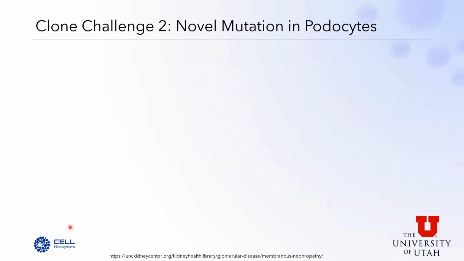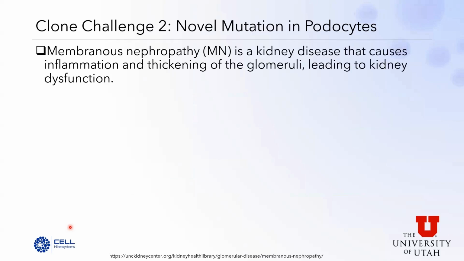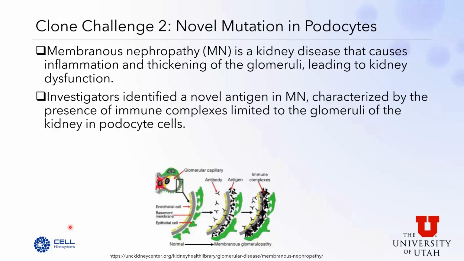The next clone challenge I'm going to talk to you about comes to us from the University of Utah. The lab there is working on membranous nephropathy, which is a kidney disease causing inflammation and thickening of the glomeruli, leading to kidney dysfunction. They had identified a novel antigen in MN, which was characterized by the presence of immune complexes that were limited to the glomeruli of the kidney and podocyte cells.